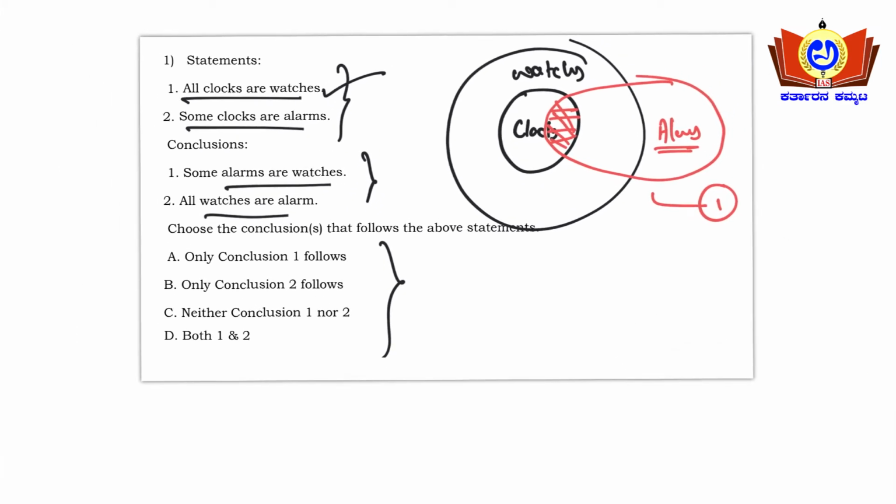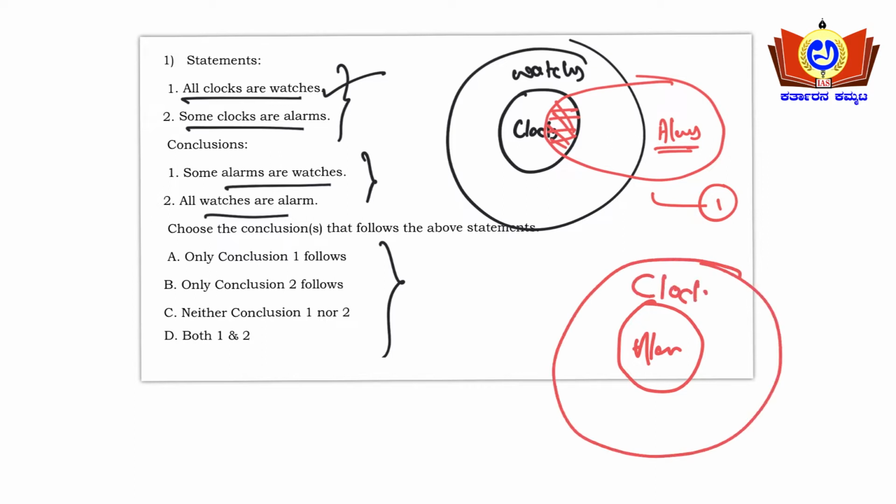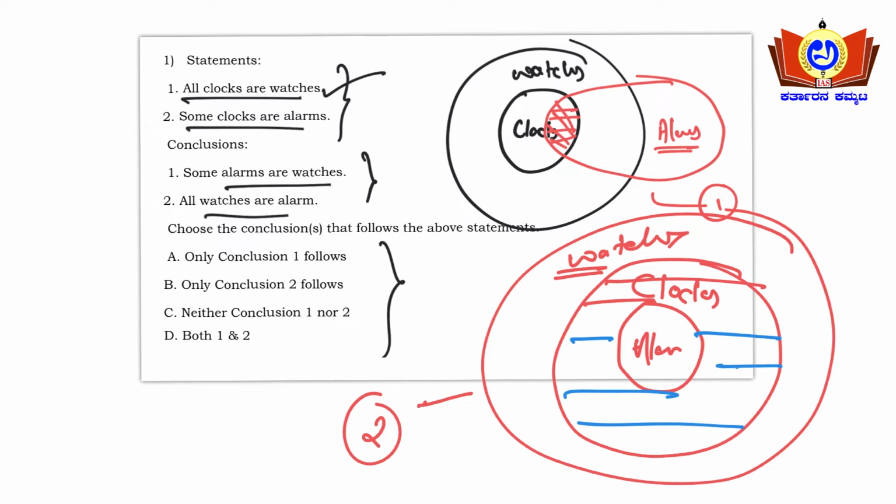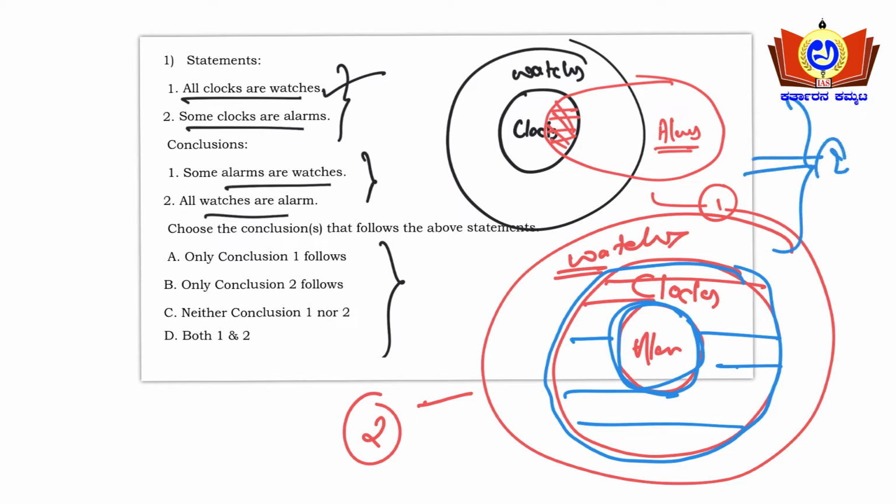See here, friends, alarms I'll be writing here and clocks I'll be writing here, and upon that, watches I'll be writing here. According to this second diagram as well, all clocks are watches, you can see the shaded area. And some clocks are alarms. Clocks is the outer circle, and inside that some clocks are alarms. So both diagrams hold good here.